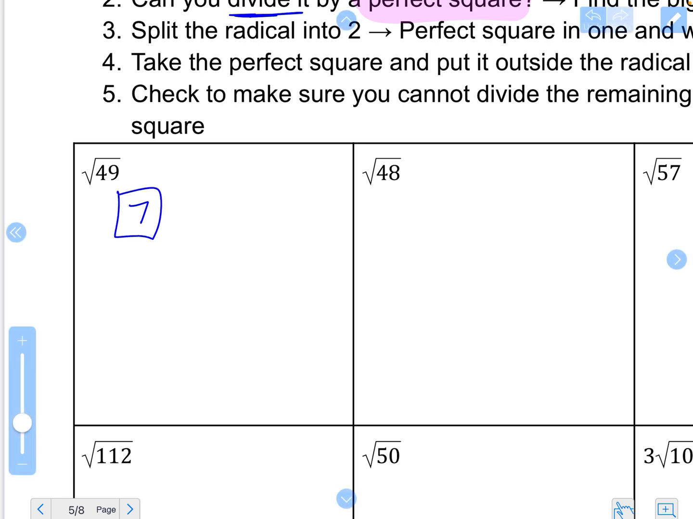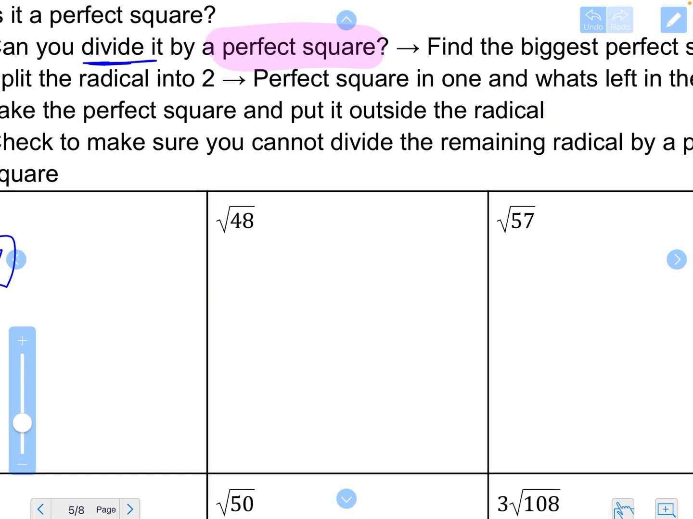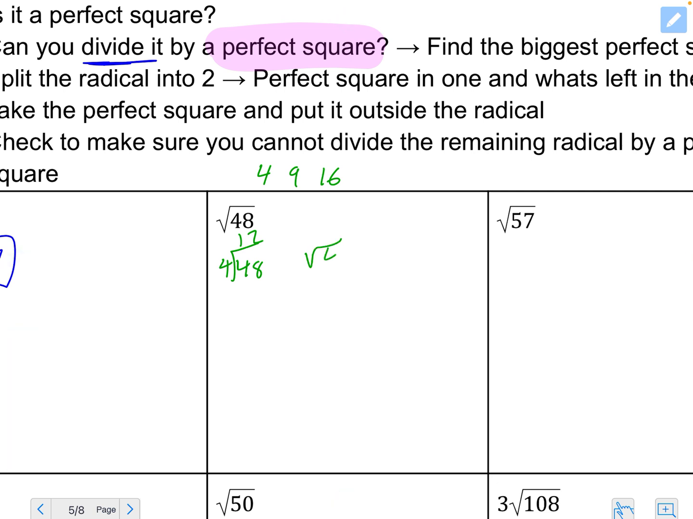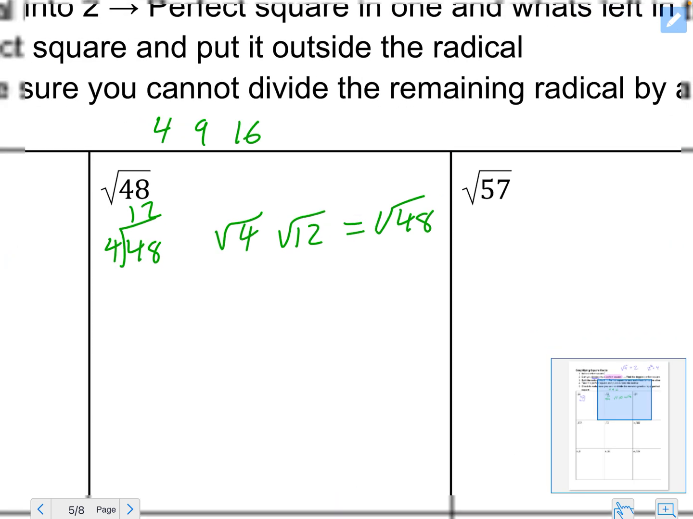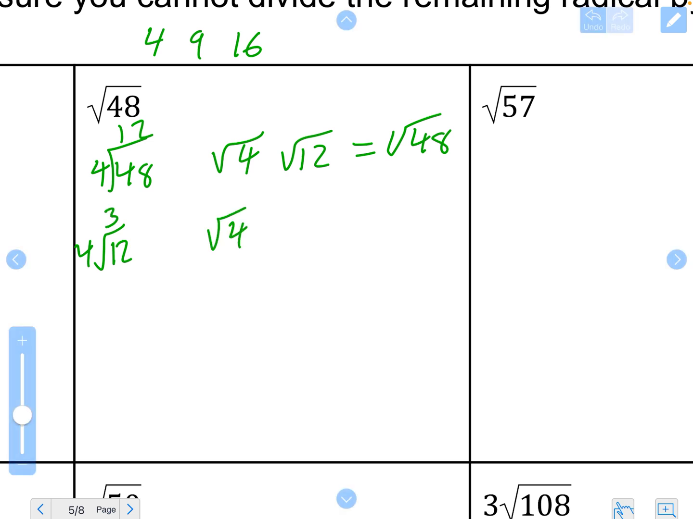But if we're looking at the square root of 48, I need to find a perfect square that I can divide it by. So that's where I look at my list. 4, 9, and 16 are going to be the most common ones that we use. So I'm going to take 48 and divide it by 4. I get 12. So the square root of 4 times the square root of 12 is the same thing as the square root of 48, because if I multiply 4 times 12, I get 48. But I know I can also pull another 4 out of 12. So if I take 12 and divide it by 4, I end up with 3. So we have the square root of 4.